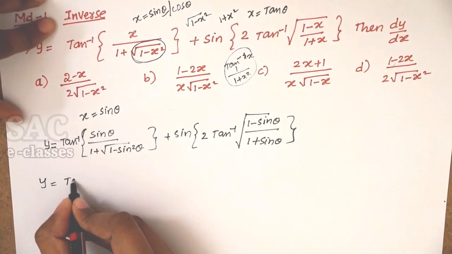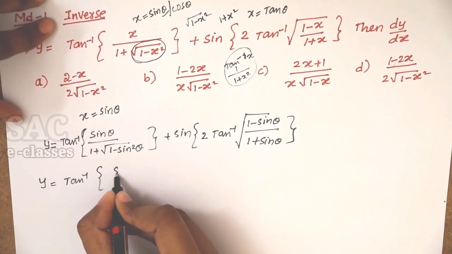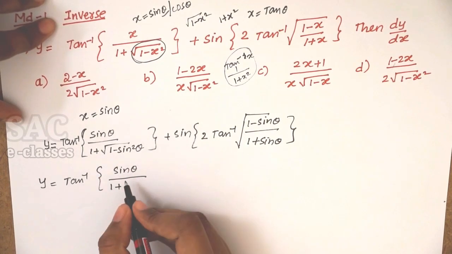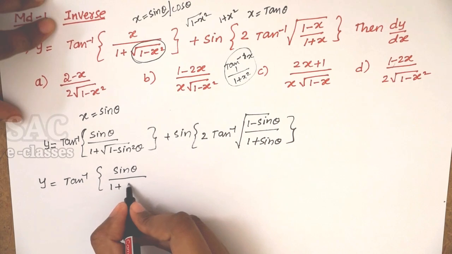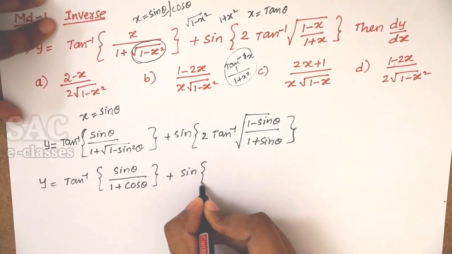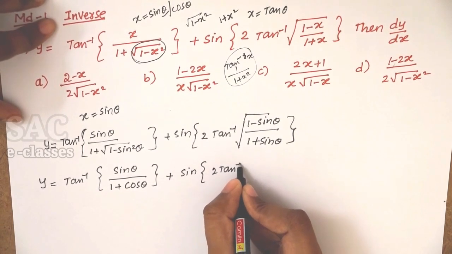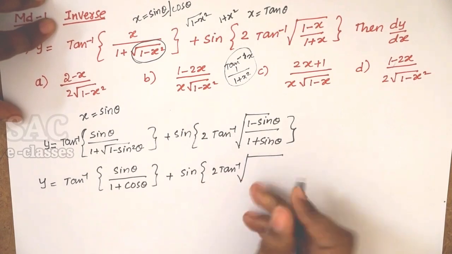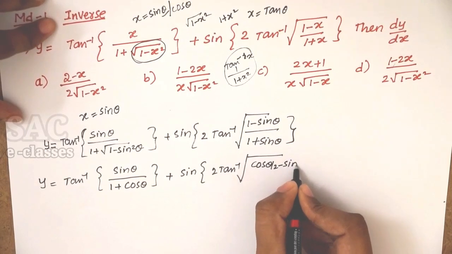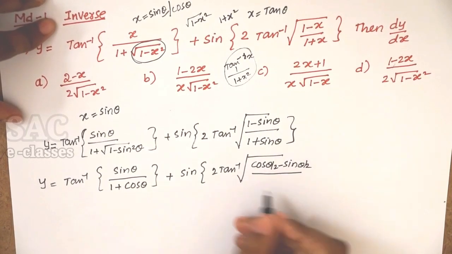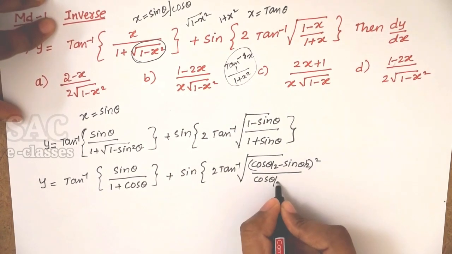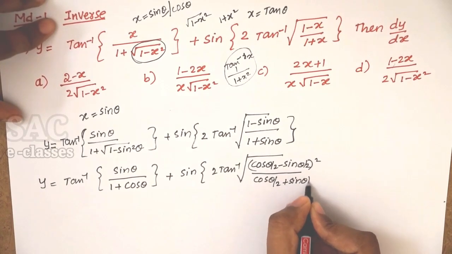Then y equals tan inverse of sin theta by (1 plus root over 1 minus sin square theta, which can be written as root cos square theta, which is cos theta), plus sin of 2 into tan inverse of, as already discussed, whenever it is in the form of 1 minus sin theta, it is better to write it as cos theta by 2 minus sin theta by 2, whole square, by cos theta by 2 plus sin theta by 2, whole square.